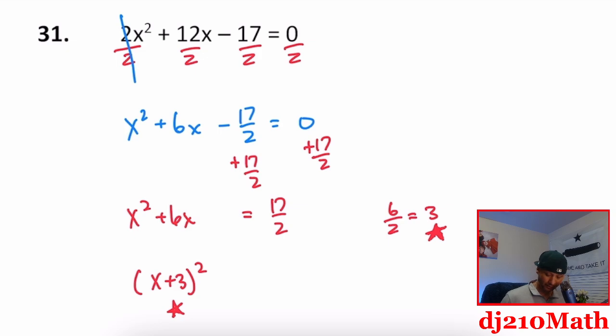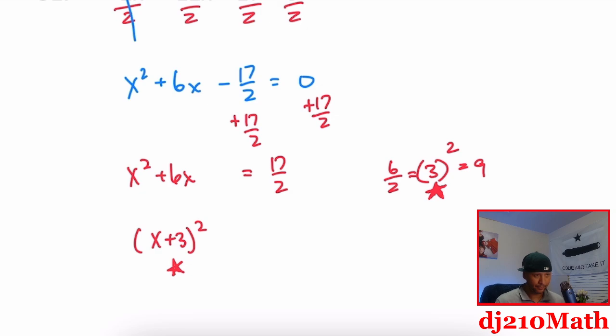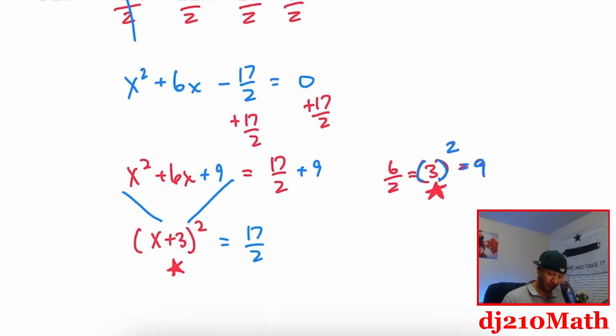All right. The next step, the second part of this, you have to square this number. When you square it, you get 9. 9 is the next important value. That's the number you add here and here. I already know that no math happens on the left. It's going to immediately factor into that. And then 17 over 2 plus 9.